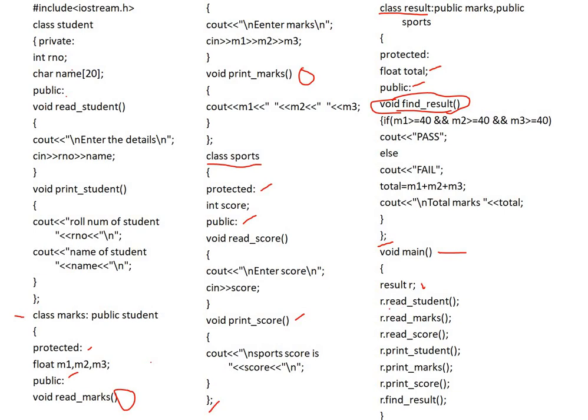read_student. So immediately execution control goes to the result class and searches for read_student. If it is not available, the searching is performed in the marks class or sports class. If it is not available there, the search goes to the base class of the marks class. What is the base class of the marks class? Student class. So execution control goes to the student class and executes read_student, that is cout "Enter the details". Enter the details will be displayed on the monitor.